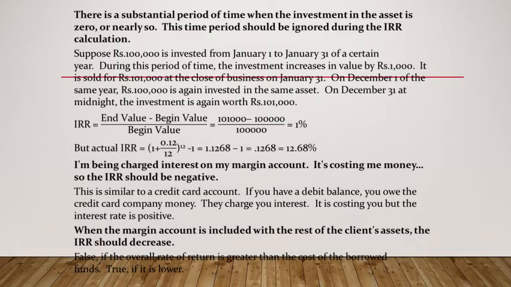If I calculate it as end value minus beginning value divided by the beginning value, I get 1%. Is it just 1% for the entire year? If I calculate the effective interest rate using the formula (1 + r/m)^m - 1, how much do I get? I get 12.68%. That is another misconception.